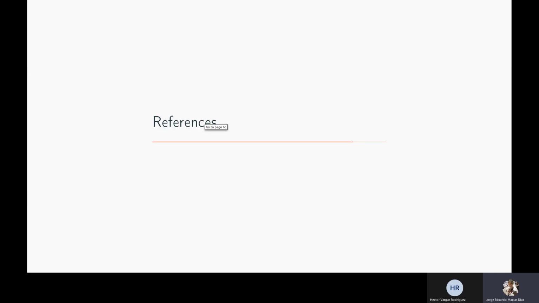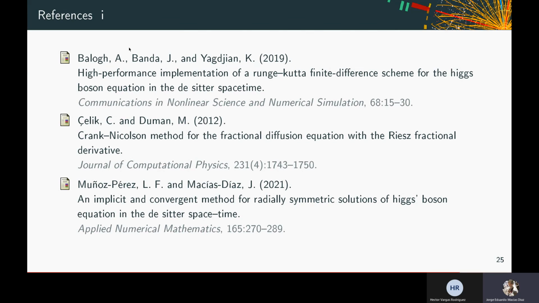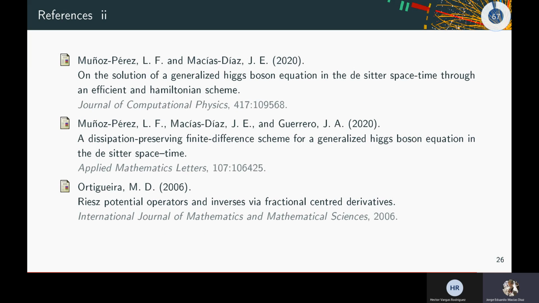It's important to mention that the implementation of this model has been carried out using Fortran because the simulations are computationally intense. And we have used some of these references which are available in the literature. This is a very important first effort to try to produce Hamiltonian systems to simulate the Higgs boson equation in the de Sitter spacetime. And this is also some recent progress using the radially symmetric assumption and the solutions of the Higgs boson equation. There are more references here, so this is also something important.